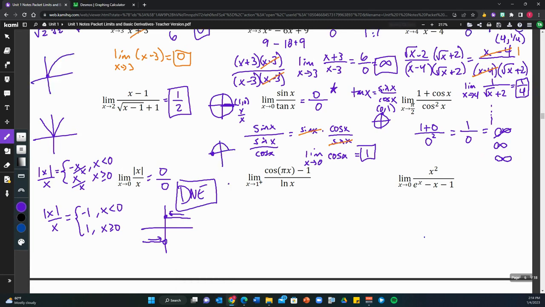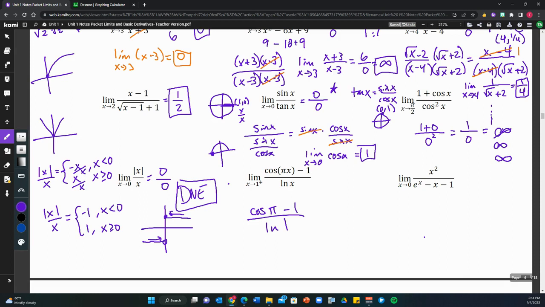Our next one says limit as x approaches 1 from the right side of cosine pi x minus 1 all over natural log of x. So again, even though this has a directional symbol on there, even though we're approaching 1 from the positive or the right side, we still want to attempt direct substitution first. So if I try that, I would get cosine of pi minus 1 all over natural log of 1.